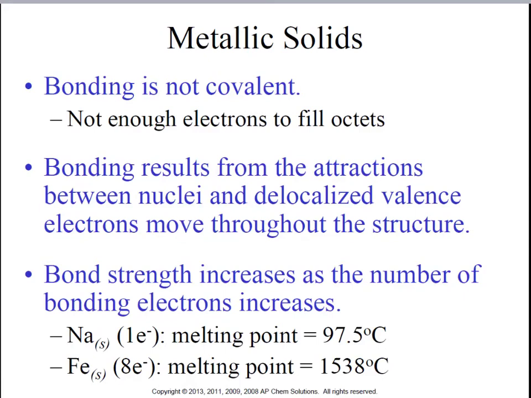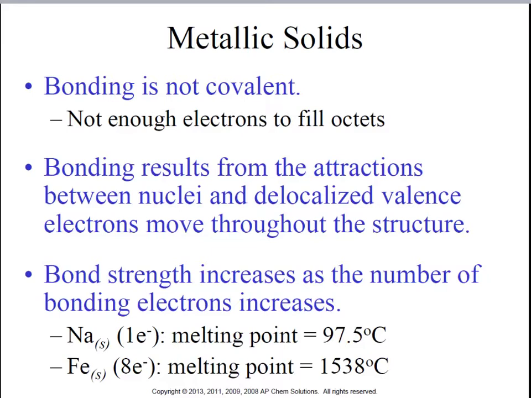Now, where would we be without metallic bonds? So metallic bonds, and we're talking about a chunk of iron, so think of a nail or an aluminum pop can or a tool. The bonding between those individual atoms is not covalent. Instead, what holds these atoms together is bonding that results from the attractions between the nuclei and the delocalized electrons that move throughout the entire structure, what we call the sea of electrons. I'll show you a picture of that a little bit later.